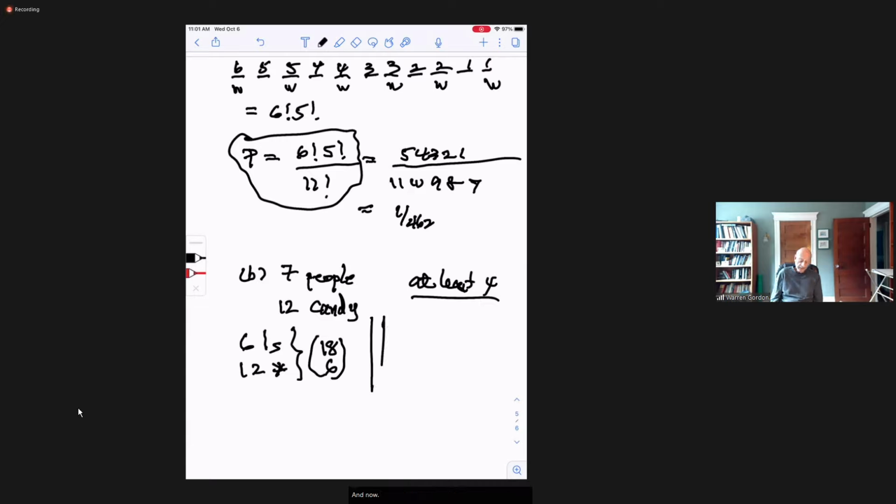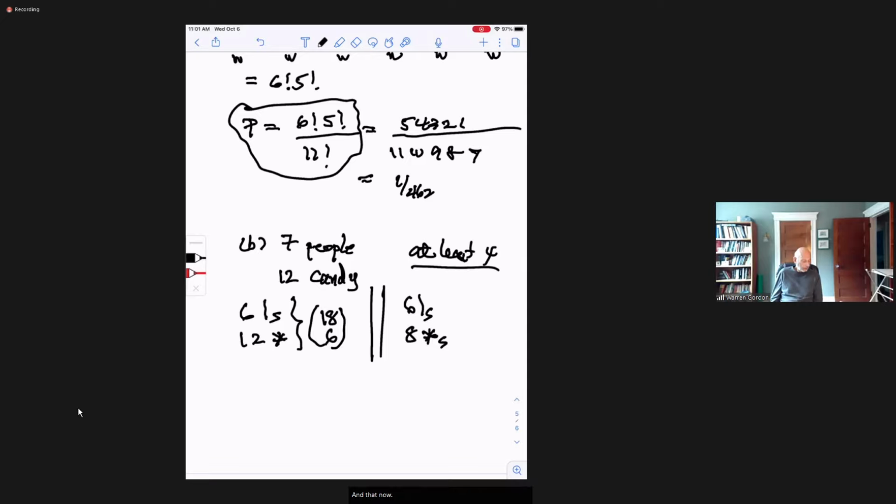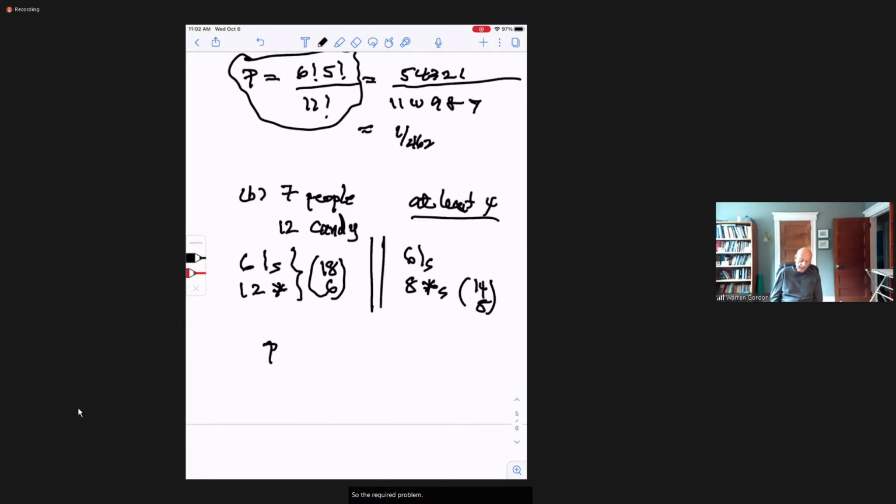And now I still have 6 bars. If I give 4 to the oldest, that means there are 8 stars left. And I distribute those, and that will just turn out to be 14 choose 8 or 14 choose 6. So the required probability is 14 choose 8 divided by 18 choose 12. And I didn't require you to work it out, but if you did work it out, I believe the answer is 11 over 68.